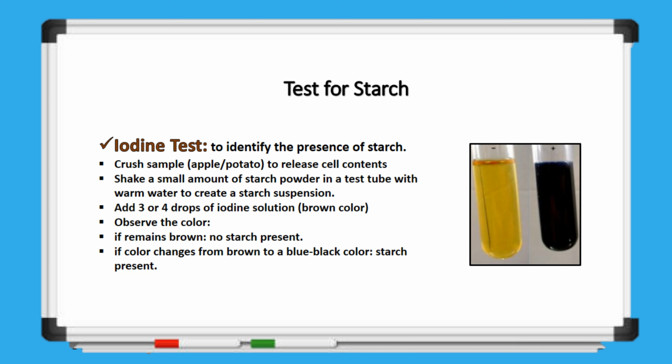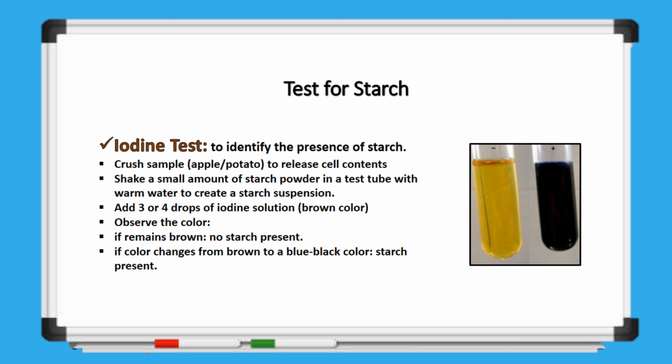Let's begin by looking at an easy and essential test in biology, the iodine test used to identify starch. Starch is a carbohydrate commonly found in plant-based foods such as potatoes, rice, and apples. But how can we tell if a particular food contains starch? That's exactly what this test helps us determine. Let's go through the steps together.